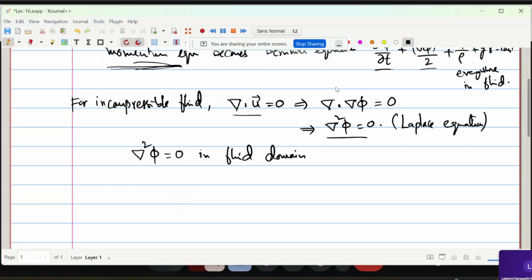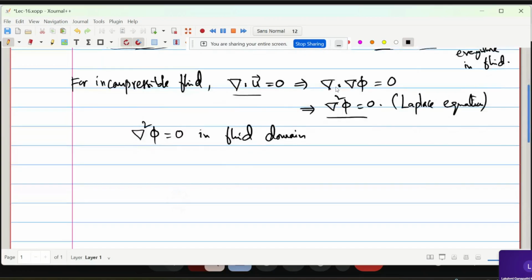Now, what are the boundary conditions that you give to solve this phi? Imagine your water. Think of it this way: this is like water, an incompressible fluid, and because of gravity you will have a disturbance. That is what you are calling eta, your surface elevation. So you have this boundary condition.